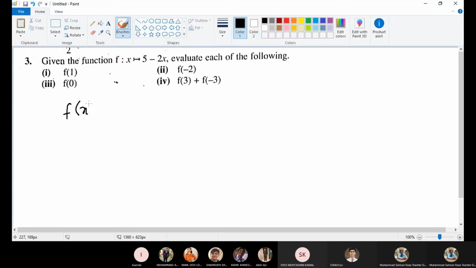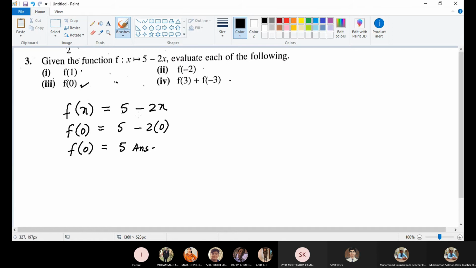F of x is equal to 5 minus 2x. Okay, there are 4 parts, 1, 2, 3 and 4. So if I take this 0, this is going to be f of 0 equals 5 minus 2 of 0. And this is going to be f of 0 equals 5. This is my answer over here.